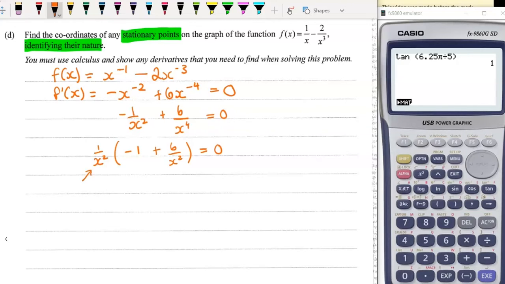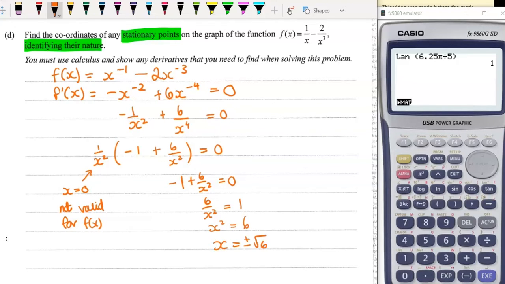So either this is equal to 0, but that's not valid for this equation because we can't divide by zero on the bottom here. Okay, so that's not valid. So therefore, minus 1 plus 6 over x squared equals 0. So 6 over x squared is equal to 1, or x squared equals 6, so x is equal to plus or minus root 6. Okay, so there's the 2 points for our stationary points.